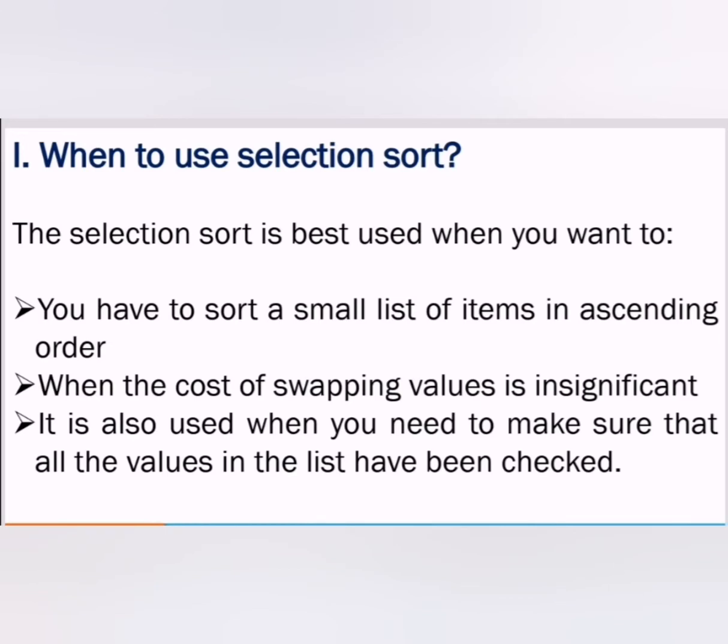When to use selection sort? The selection sort is best used when you have to sort a small list of items in ascending order and the cost of swapping values is insignificant. It is also used when you need to make sure that all the values in the list have been checked.